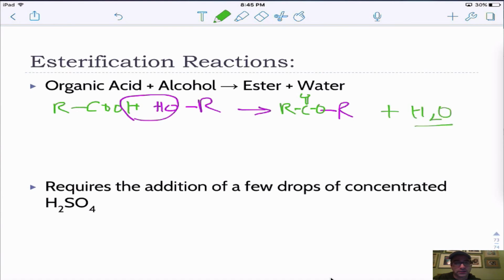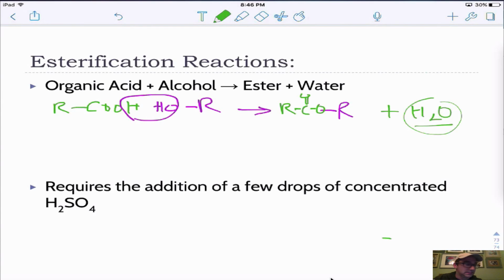So I would definitely know esterification. We needed to add a few drops of sulfuric acid, and that sulfuric acid was mainly to pull the water that was released away from the end product and sequester it.